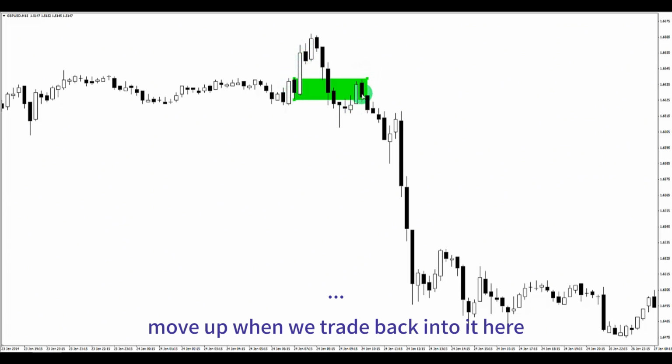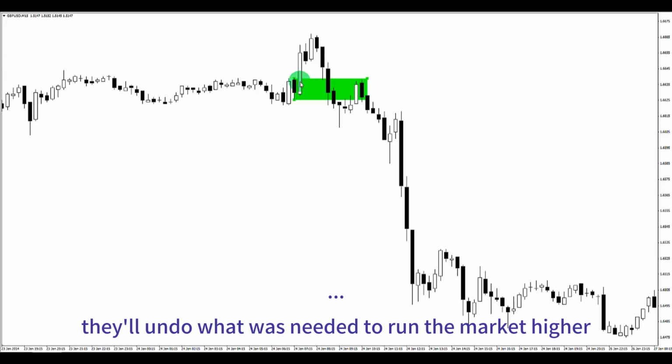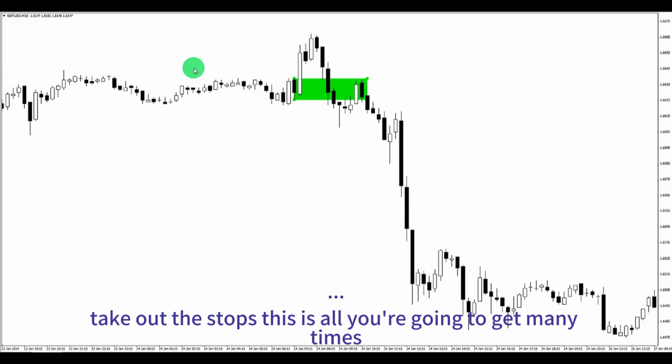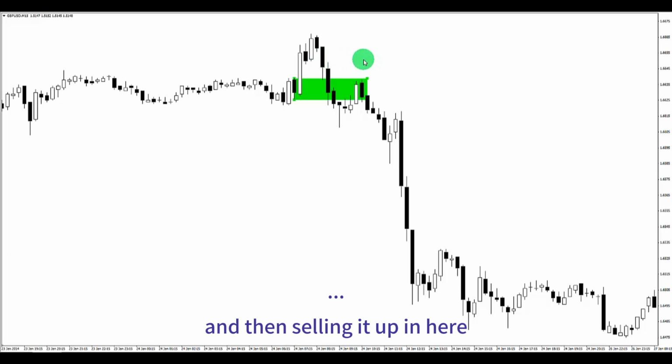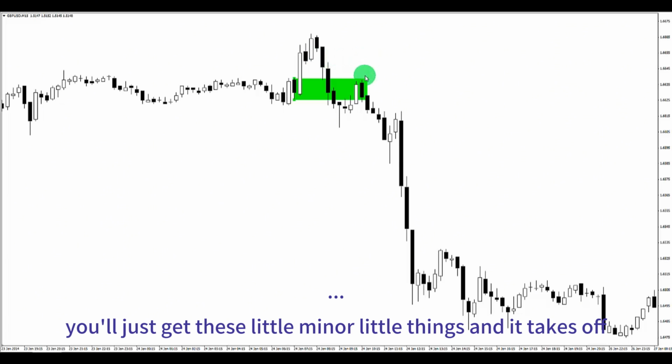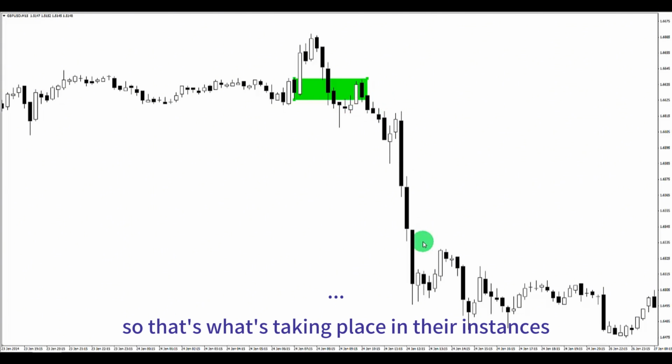When we trade back into it here, they'll undo what was needed to run the market higher to take out the stops. This is all you're going to get many times, and that's why you won't get these bullish or bearish order block retracements and then selling it up in here. You'll just get these little minor things, and then it takes off. So that's what's taking place in those instances.